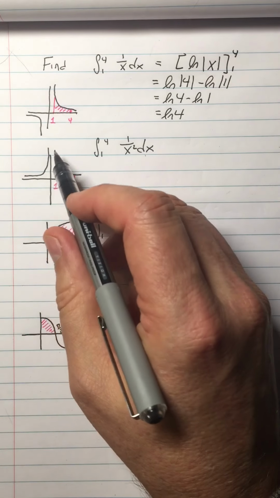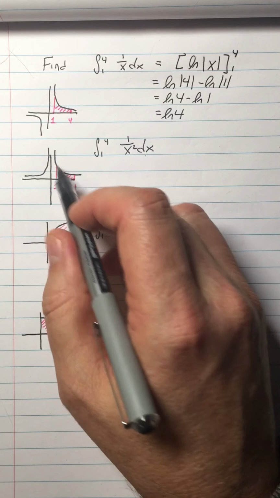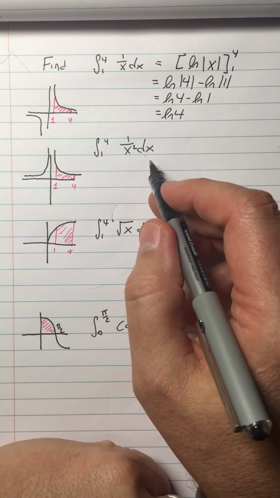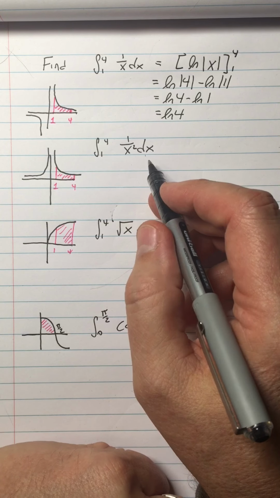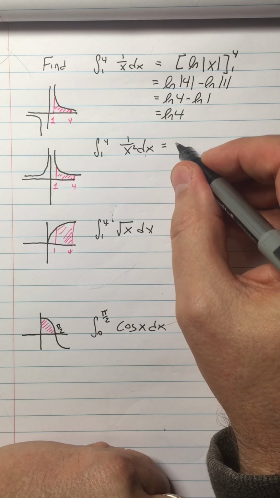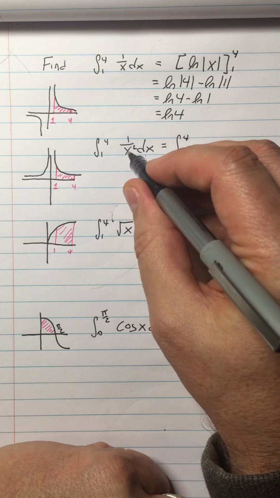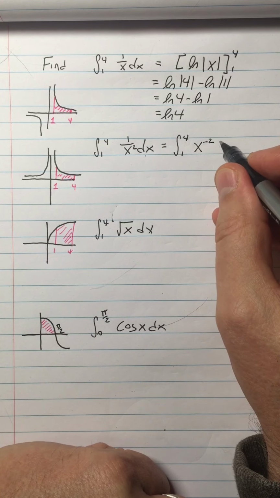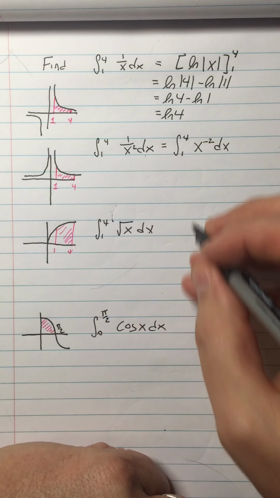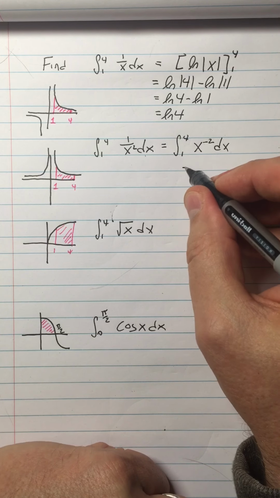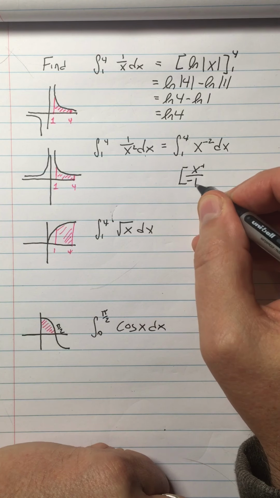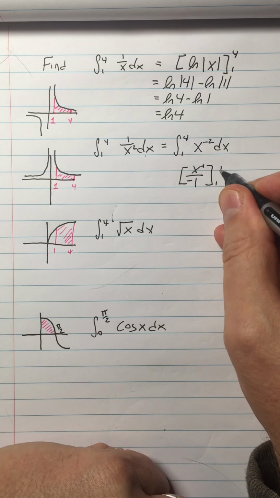All right? 1 over x squared holds more tightly to the x-axis. We're going to expect a smaller area. But how am I going to get an antiderivative for 1 over x squared? Well, you do the same thing for antiderivatives that you do for derivatives, which is if I have x in the denominator, I'm going to make that into a negative exponent. All right. So then I can apply my power rule, raise the exponent 1, get x to the negative 1, divide by the new exponent, negative 1, and I'm going 1 to 4.